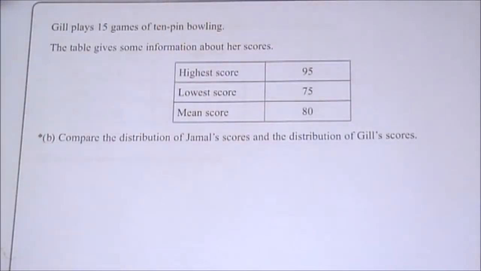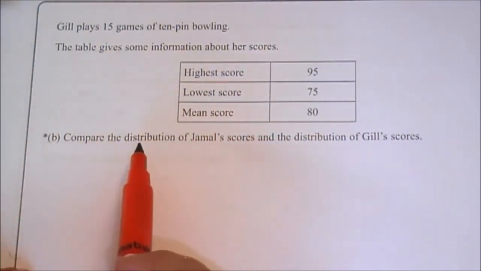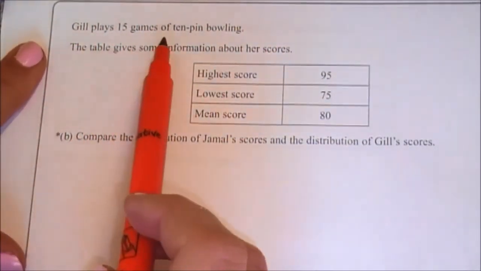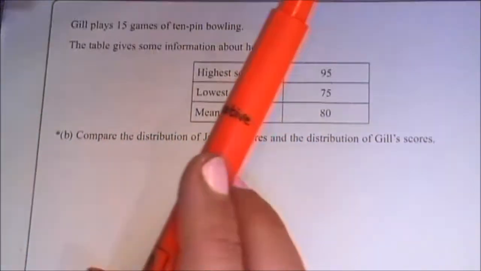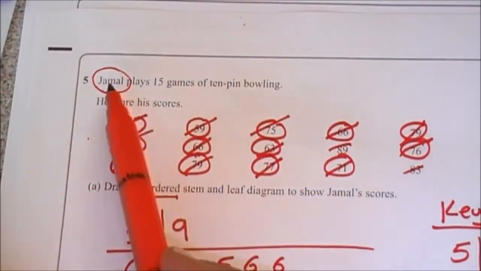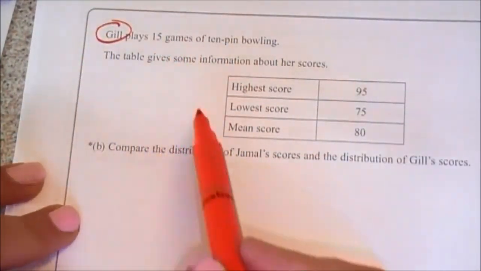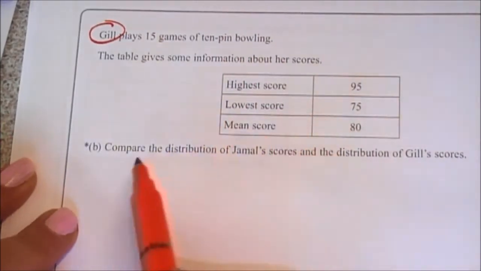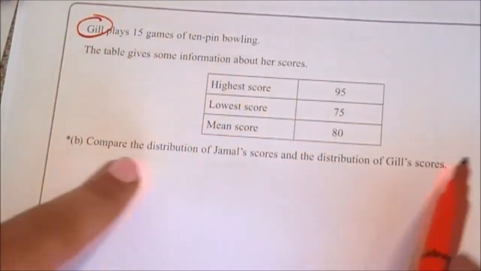Question 5 part B is about using the stem and leaf diagram from part A and comparing the distribution of scores. So Jill plays 15 games of 10-pin bowling. The table gives some information about her scores. So in the previous question, we were dealing with Jamal, who played 15 games. And in part B, we're dealing with Jill, who's also playing 15 games. Compare the distribution of Jamal's scores and the distribution of Jill's scores.